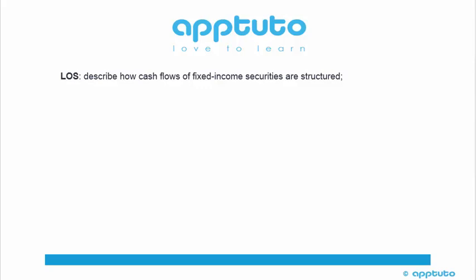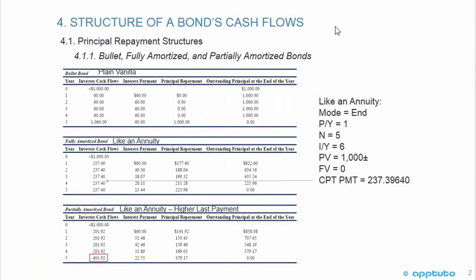This LOS is to describe how cash flows of fixed income securities are structured. Structure of a bond's cash flows. Here we're going to look at principal repayment structures, and there are three examples given: bullet, fully amortized, and partially amortized bonds.